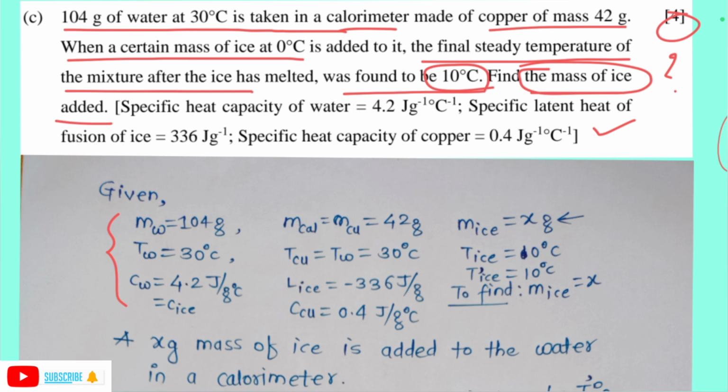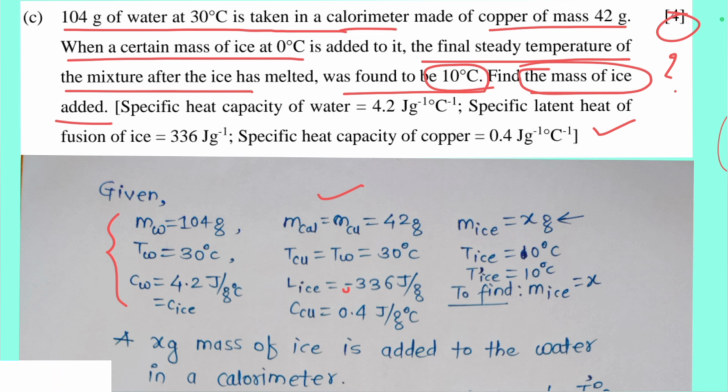Now, on this side I have written for the copper calorimeter. You can see the mass of the calorimeter, the copper, is taken as 42 gram. Then the temperature of the copper calorimeter was 30 degrees Celsius, the same as that of the water. Now, the latent heat of fusion of ice is 336 joule per gram. I think a minus sign was mistakenly written here, so forget about that particular minus sign.